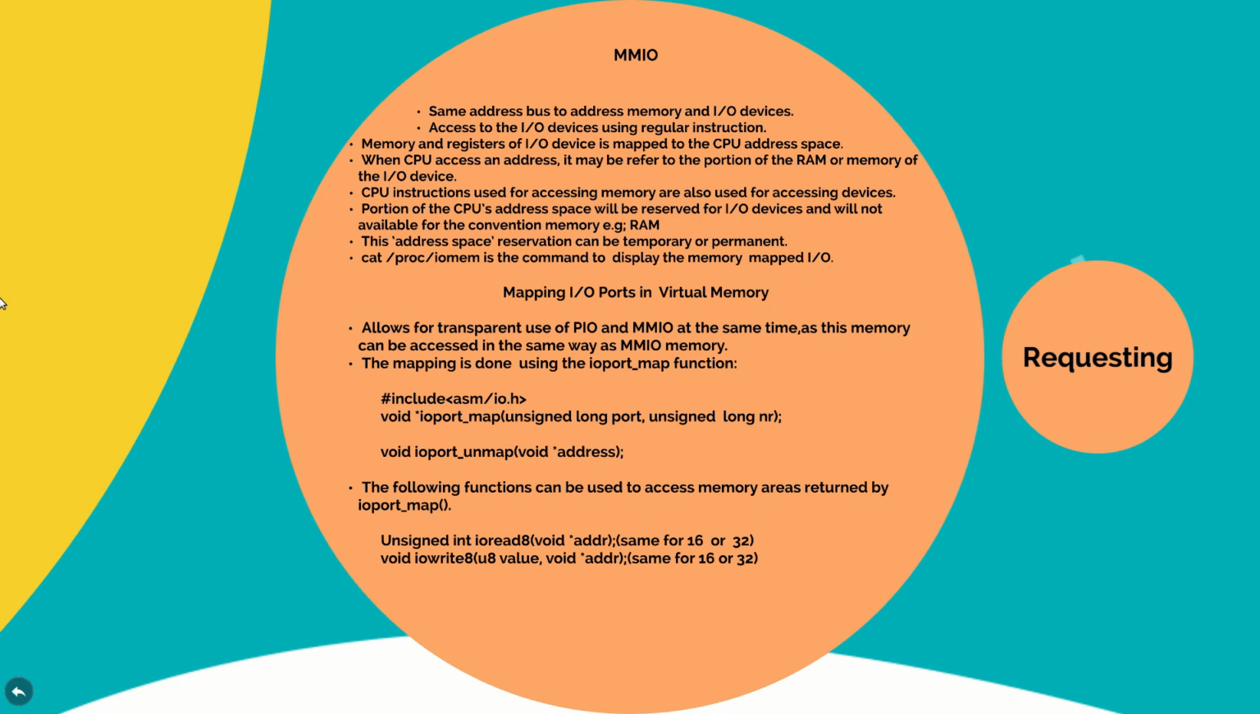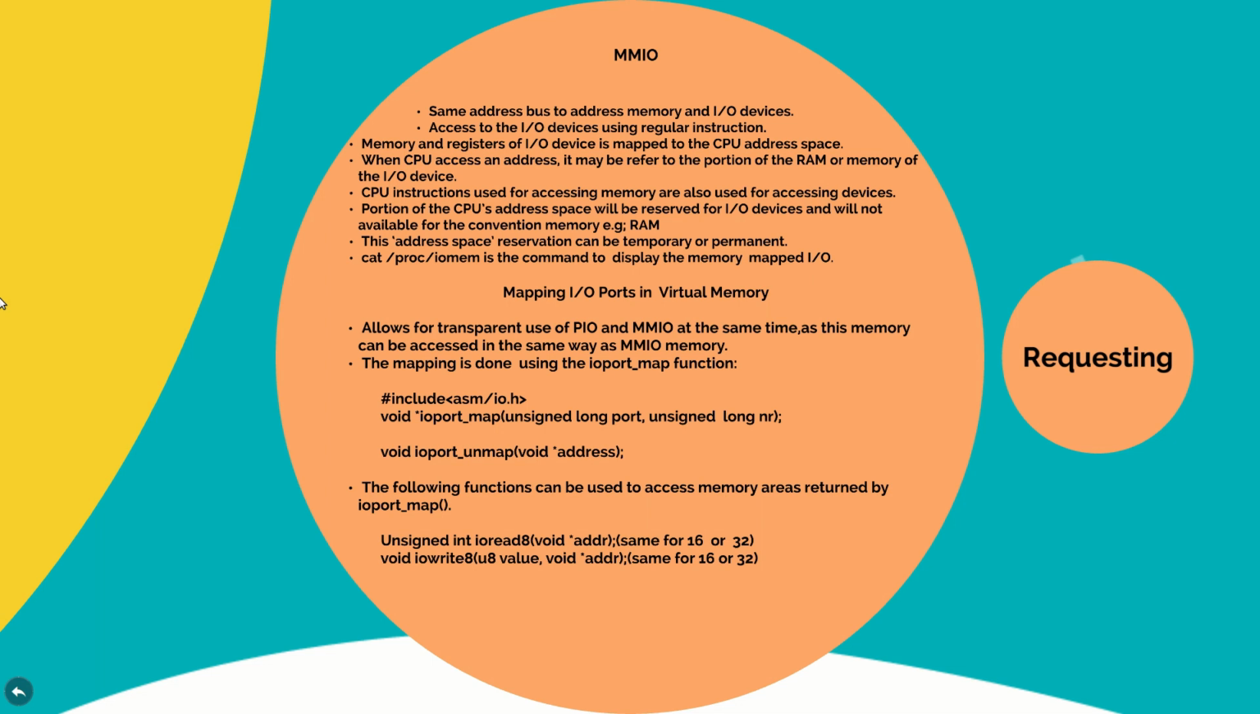So it allows for transparent use of port IO and memory mapped IO at the same time, as this memory can be accessed in the same way as the memory mapped IO memory. The mapping is done using the ioport_map function, and we can unmap also by using ioport_unmap. So we can read and write the data.